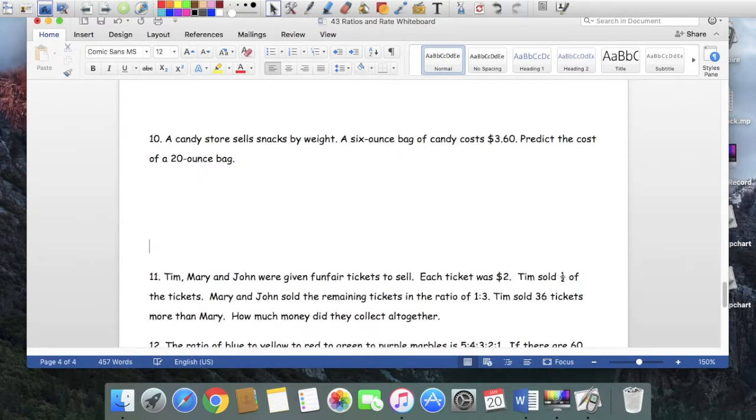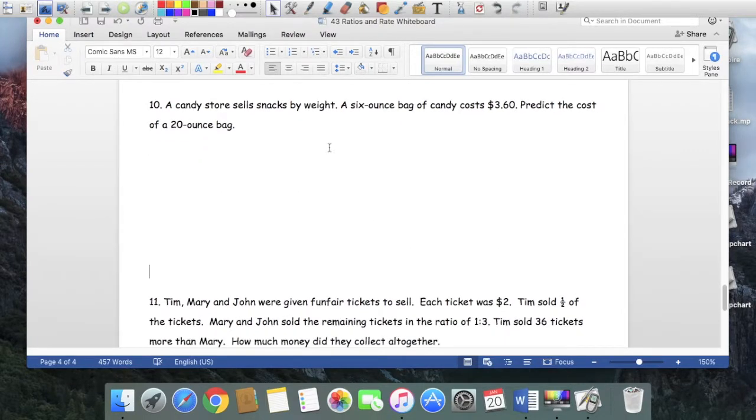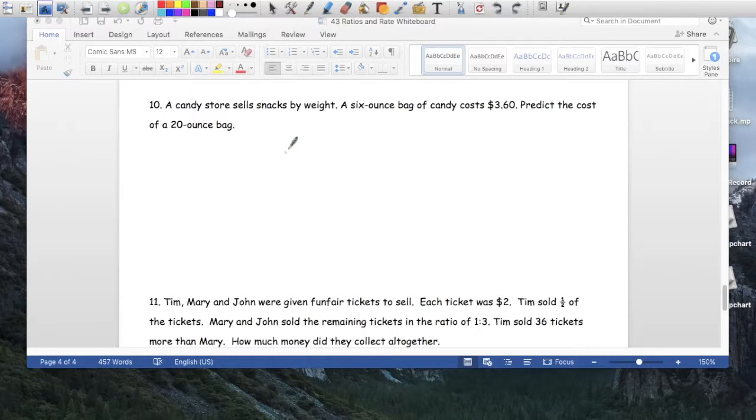Predict. So predict, I want to definitely use a unit rate. So I know if I pay $3.60, I get 6 ounces. And it's asking me how much will I get for 20 ounces. So there are 2 ways of doing this. You can find the unit rate, or you can find an up and down relationship. Let's stick to unit rate.